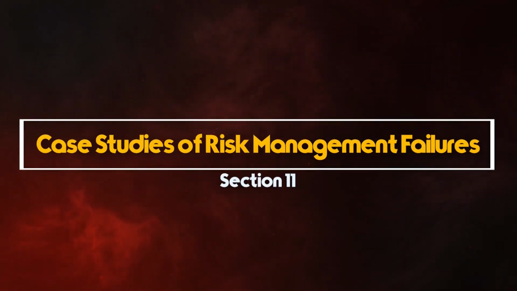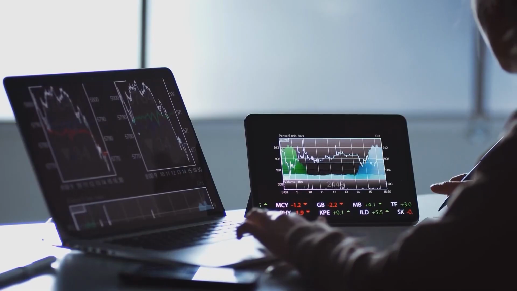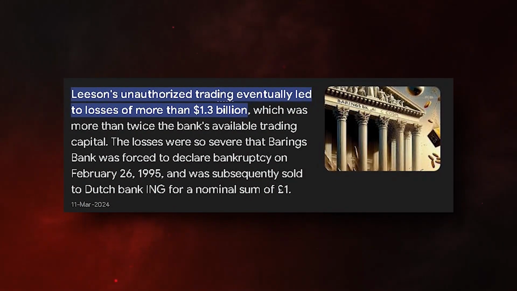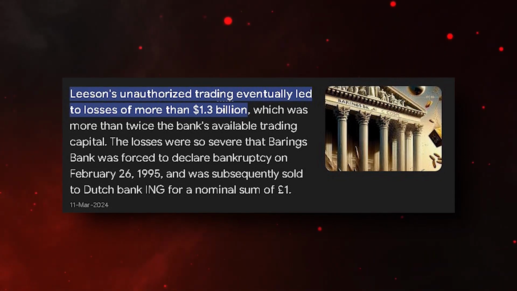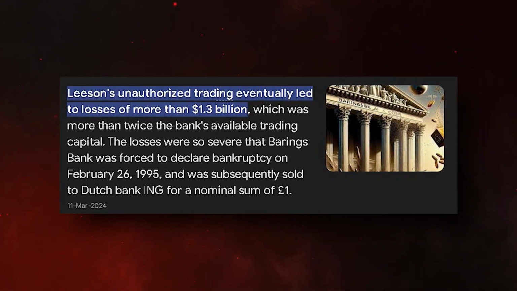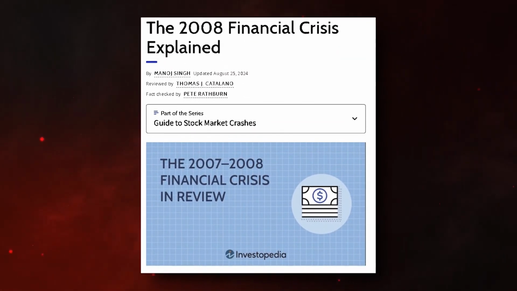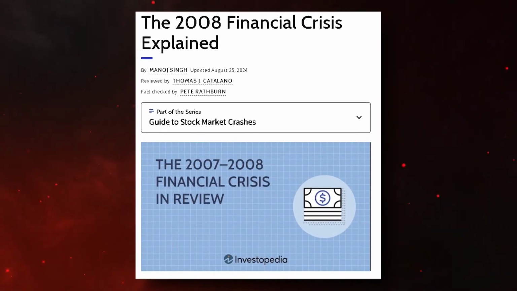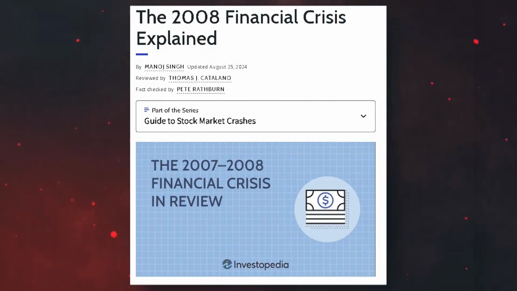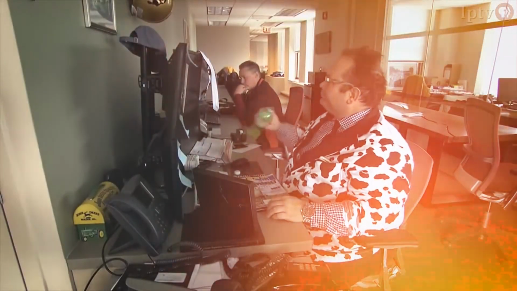Section 11. Case studies of risk management failures. Learning from past failures in risk management is crucial. The collapse of Barings Bank in 1995 due to unauthorized trading by Nick Leeson highlights the importance of stringent internal controls. Similarly, the 2008 financial crisis showed the catastrophic consequences of poor risk assessment in mortgage-backed securities. These examples underline the need for thorough oversight and preparedness for market shifts.